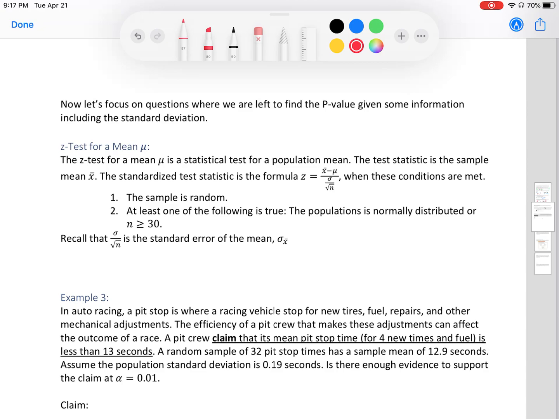When these conditions are met: 1. The sample is random. 2. At least one of the following is true: the population is normally distributed, or n is larger than 30. Recall that your standard deviation divided by your square root of n is the standard error of the mean, sigma x bar.